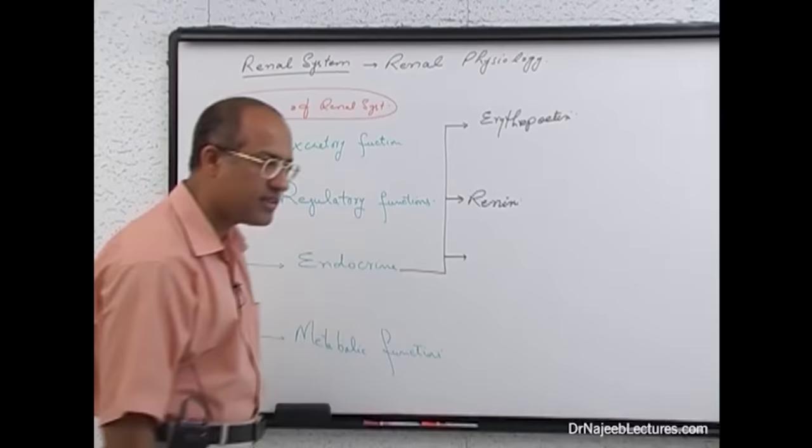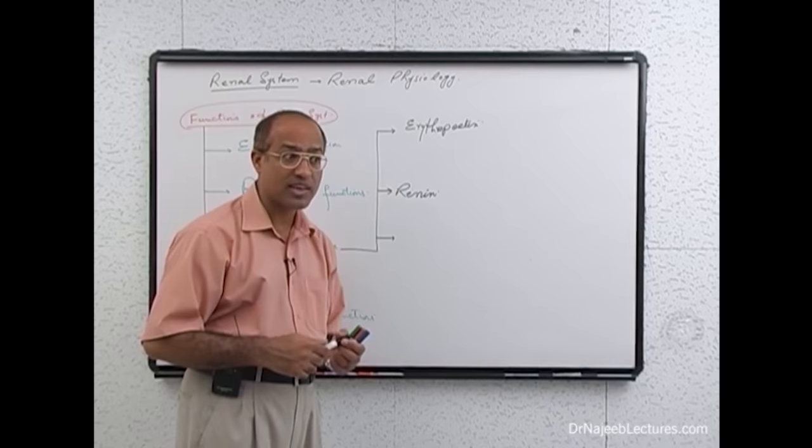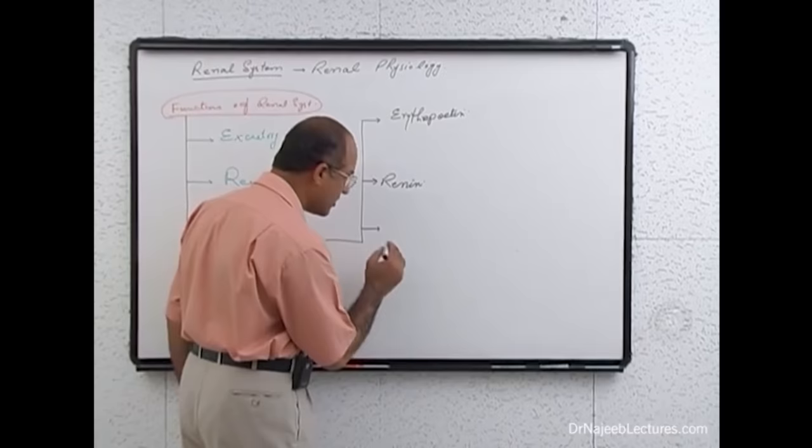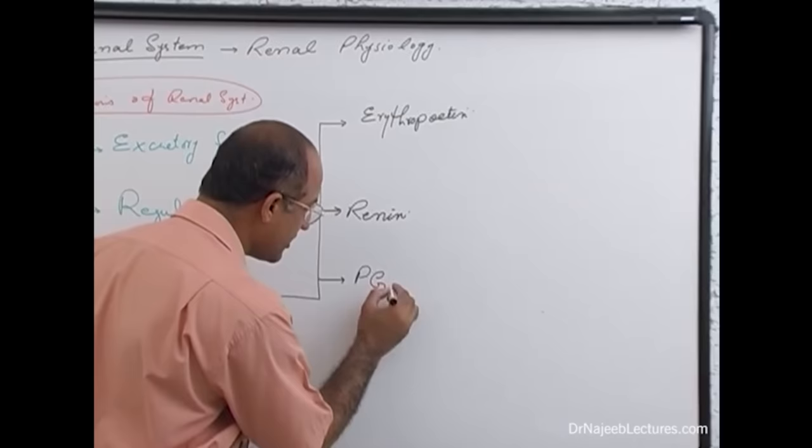Have you heard of prostaglandins? Many kidney cells produce prostaglandins which regulate the intrarenal blood flow within the kidney and even outside, right? But mainly in the intrarenal, so prostaglandins production.